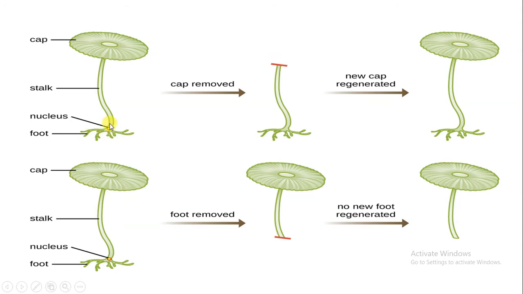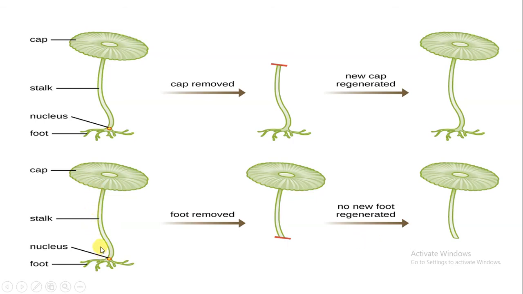In the very first experiment, when the cap is removed, you can see only the stalk and foot remaining. As we know, the nucleus is present in the foot region, and because the nucleus is able to control all the vital activities, the cap is formed again. It means regeneration of a new cap takes place. It's all because of the nucleus.